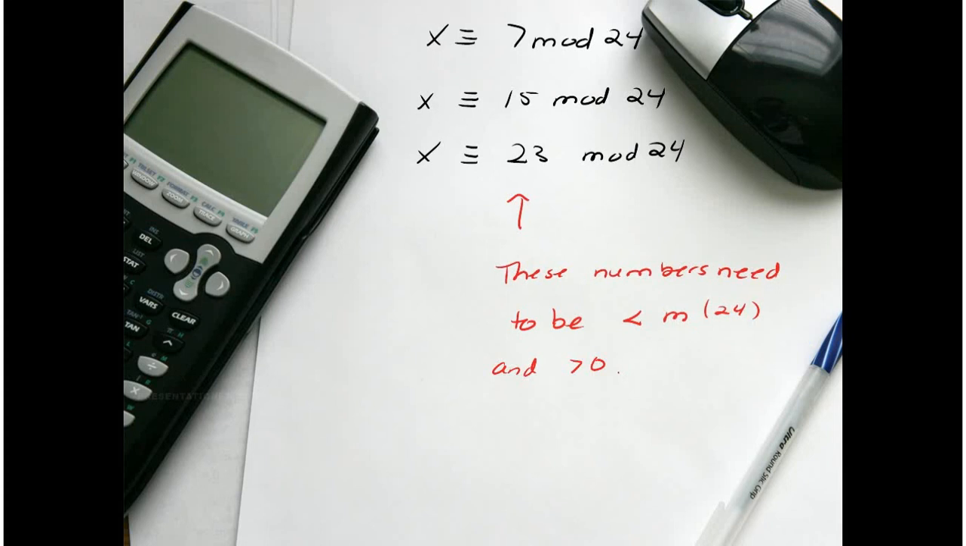Another tip to check is that all of these three numbers, 7, 15, and 23, should be smaller than my modulo, which was 24, and greater than 0, which they all are. You should get 3 of them at the end of the day, and we did. So that's another cross-check that we got everything.